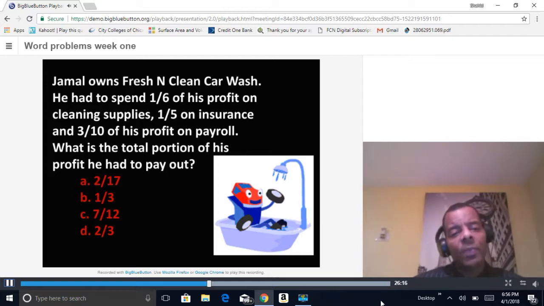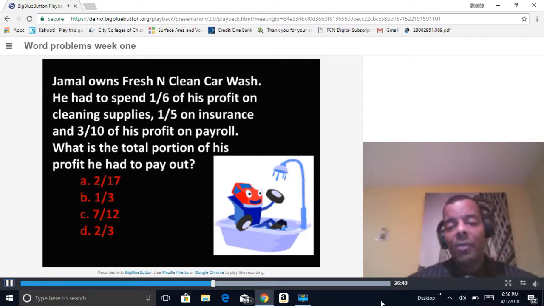He had to spend 1/6 of, I was just talking about that word of, 1/6 of his profit. That means we're going to multiply 1/6 times his profit, on cleaning supplies, 1/5 on insurance, and 3/10 of his profit on payroll. So these are all the fractions of his profit that he's spending on different things. The question is, what is the total portion of his profit he had to pay out?